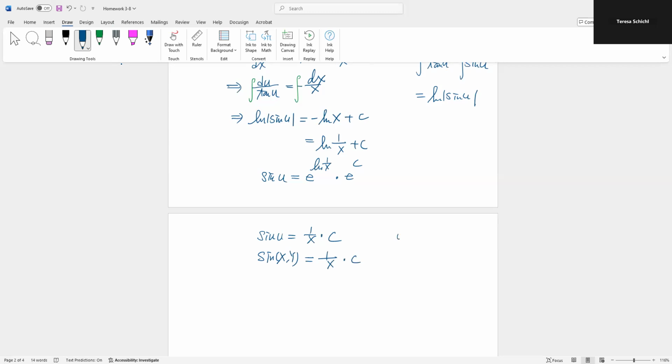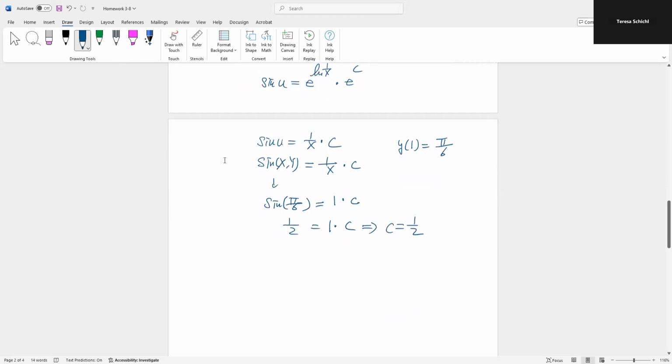Then my initial condition is y of 1 equal to pi over 6. So these numbers here will be sine pi over 6, right? It's equal to 1 times c. Pi over 6 is 30 degrees, so this is 1/2 equal to 1 times c. So c is equal to 1/2. All right, so finally my answer will be sine xy is equal to 1 over 2x.